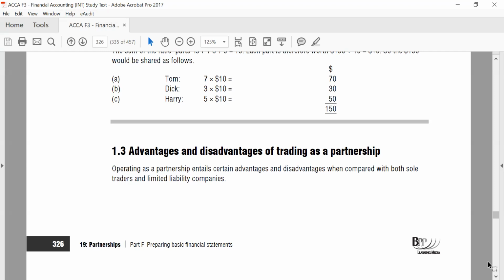You have maybe cases where, you cannot raise capital like a public limited company.